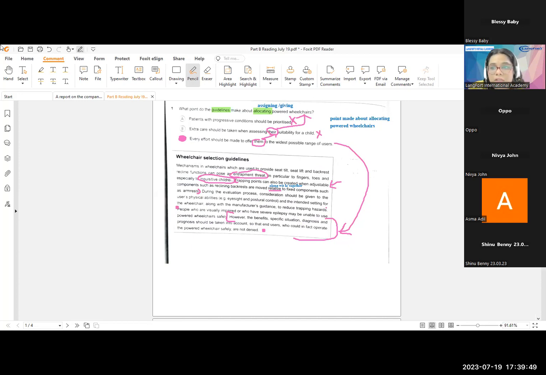Blessy, Nivya, Asma, Shinu, Danya, Jose, Jyoti, Saubhagya, Smita, and others, are you clear why C is the best option? Yes, ma'am. Clear, ma'am. Okay. This is the latest material. Very good question. Very good extract. I want you to go through it later.